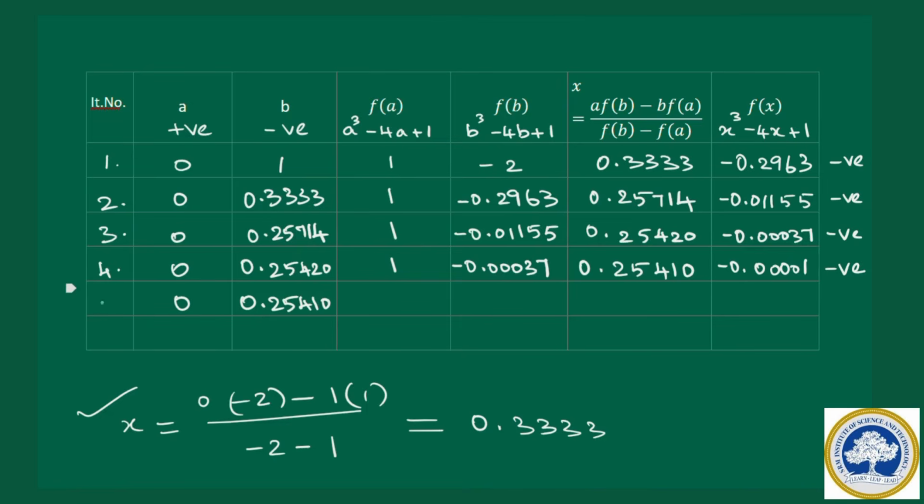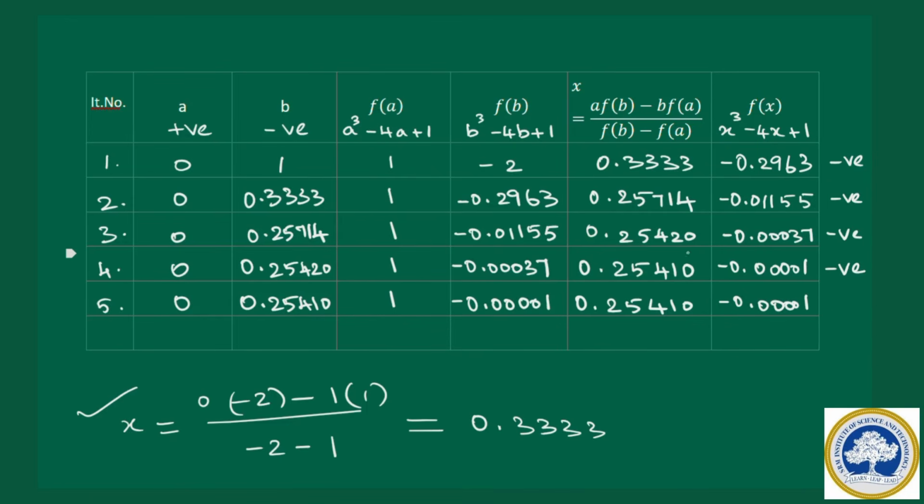A remains the same for the fifth iteration. So f of a is same and f of b is this value we have to write, minus 0.00001. For this you have to calculate the formula. So formula we are getting it as 0.25410. Again for this we will be getting 0.00001. Okay, so it goes on like this.